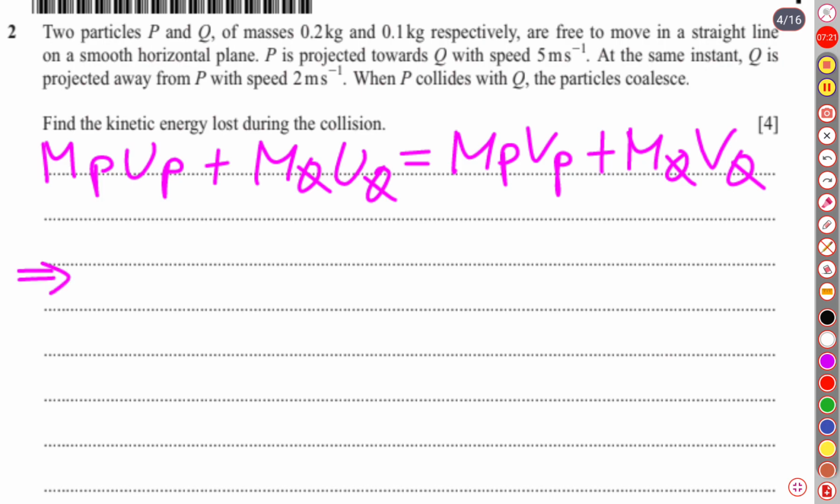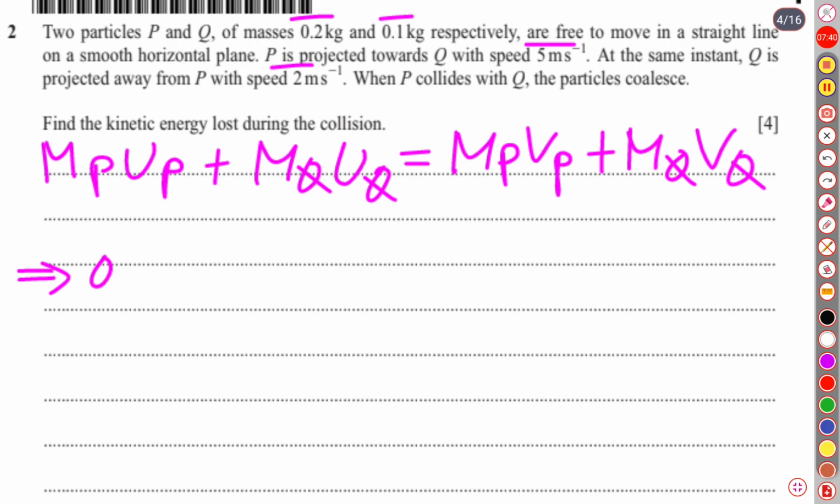Let's see how much is the mass of particle P and Q. P and Q are 0.2 and 0.1, and the speeds before the collision were 5 as well as 2. The final velocity, I mean after the collision, the velocity is to be obtained.